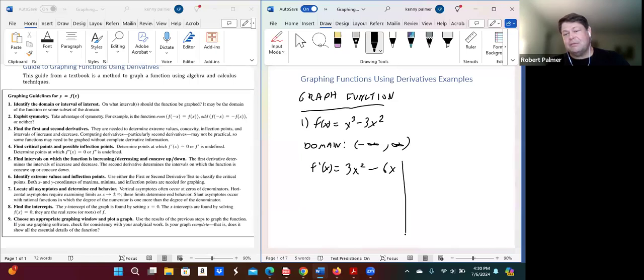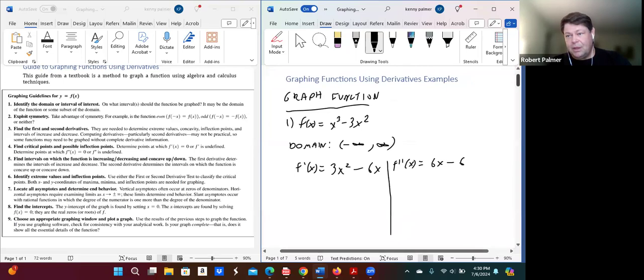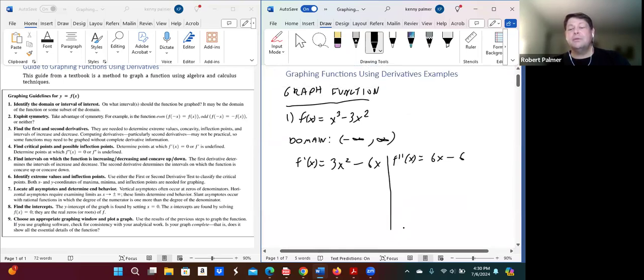And actually, let's split this, and let's do our second derivative over here. All right, so our second derivative, that'd be 2 times 3, which is 6x, minus 6. And we're doing that because where our derivatives are 0 can tell us important things, okay?